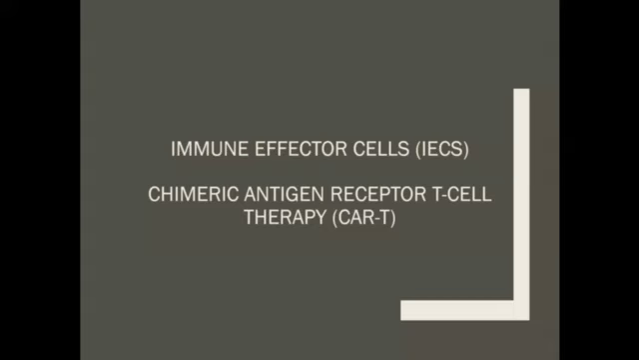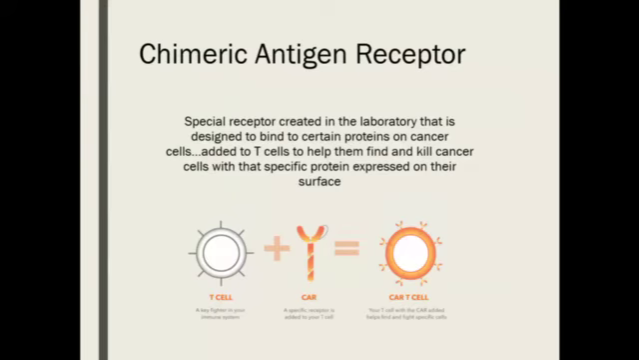Pivoting now to immune effector cells, or more specifically, chimeric antigen receptor T cell therapy, or CAR-T. CAR-T, the receptor is a special receptor that is created in a laboratory that is designed to bind to certain proteins on cancer cells, and that can be added to T cells to help them find and kill cells that have that specific protein expressed on their surface.